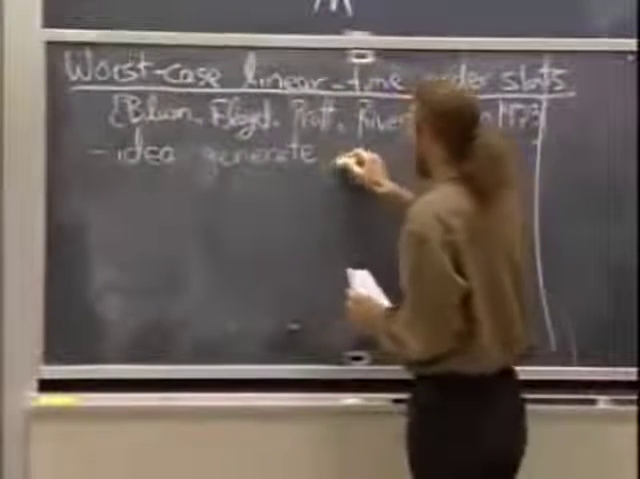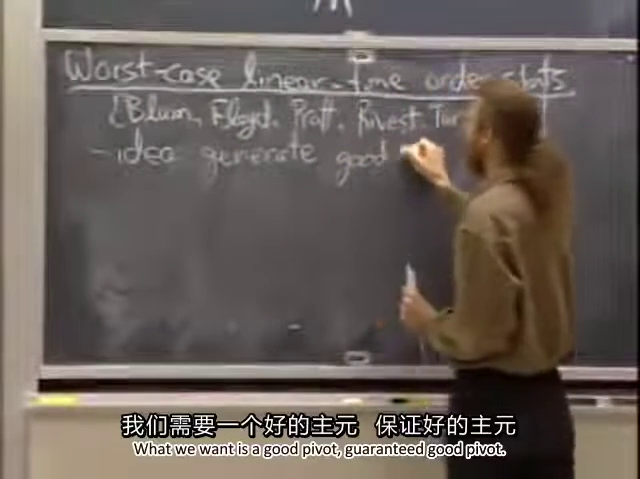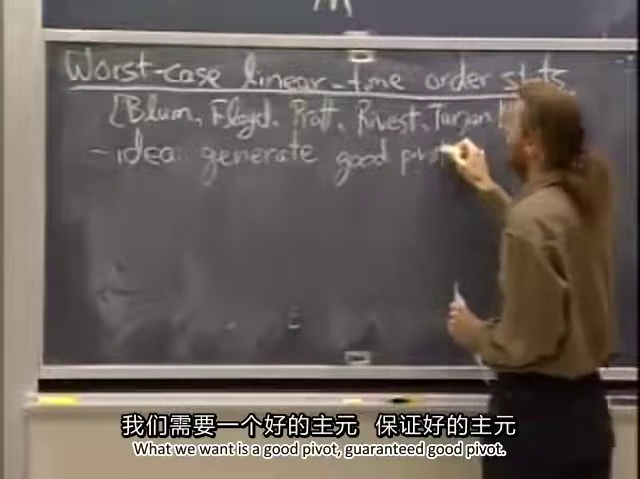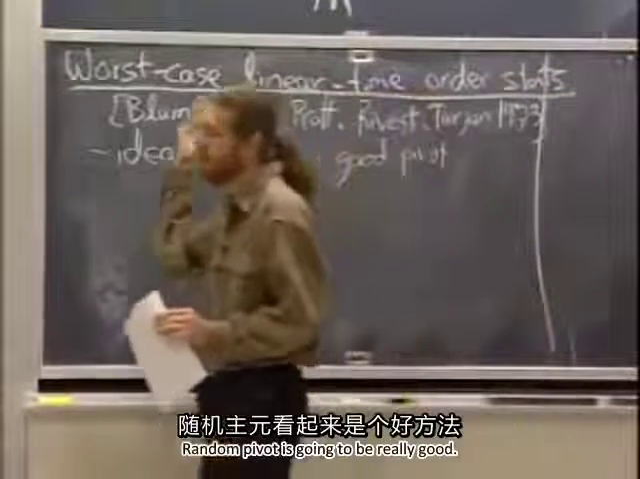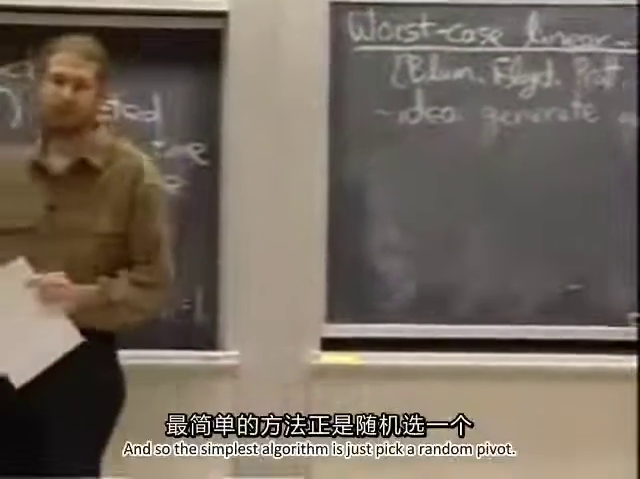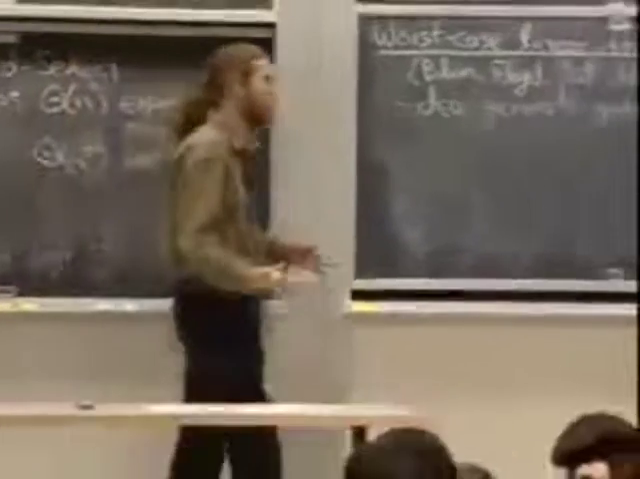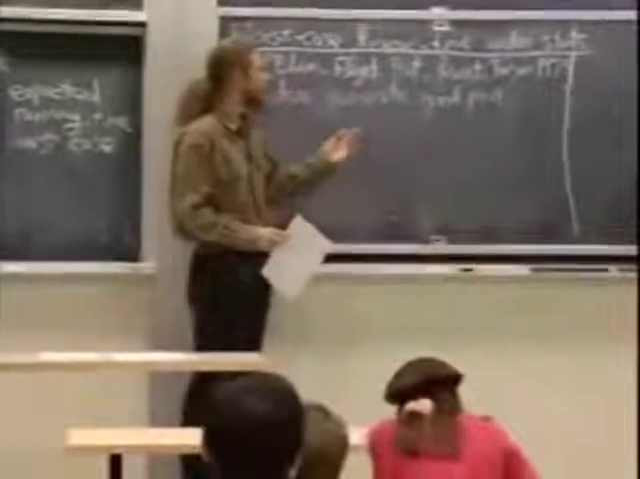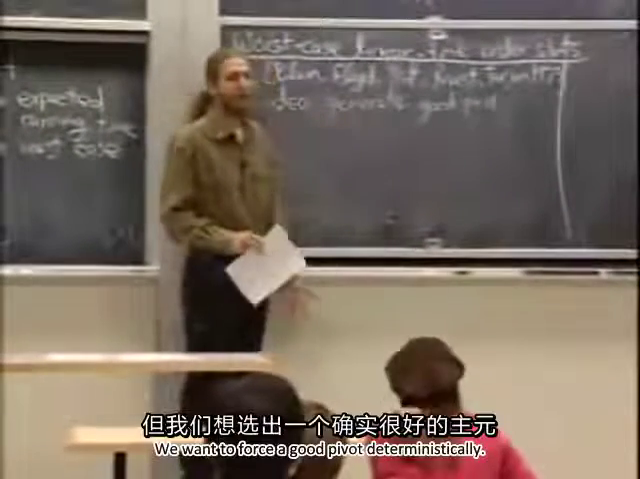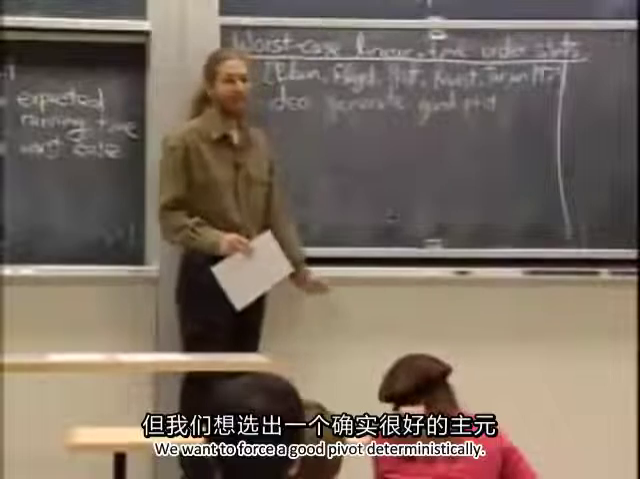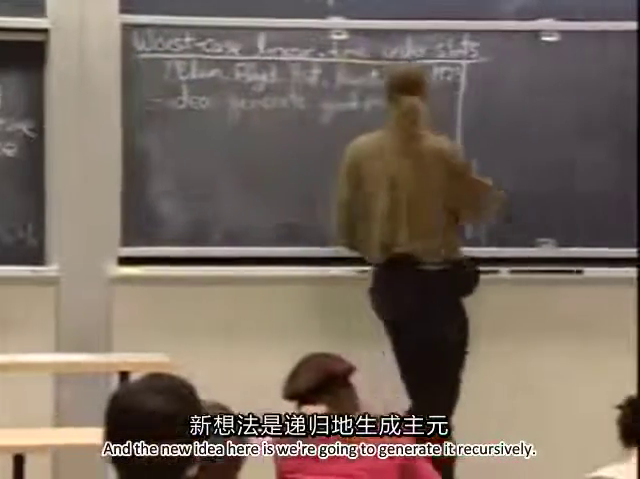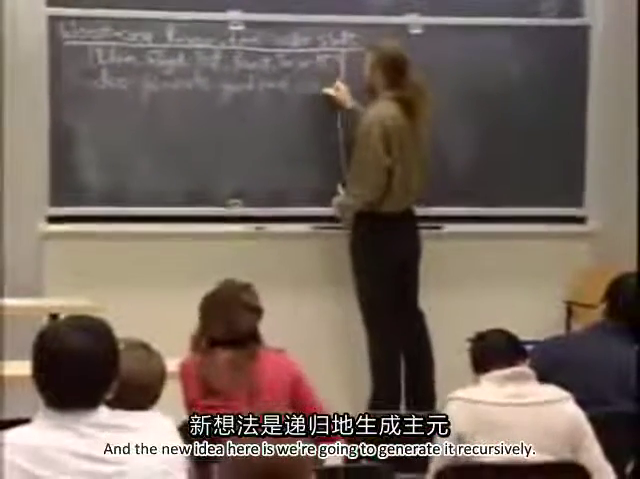So what we want is a good pivot, a guaranteed good pivot. A random pivot is going to be really good, and so the simplest algorithm is just pick a random pivot. It's going to be good with high probability. We want to force a good pivot, and deterministically. And the new idea here is we're going to generate it recursively.